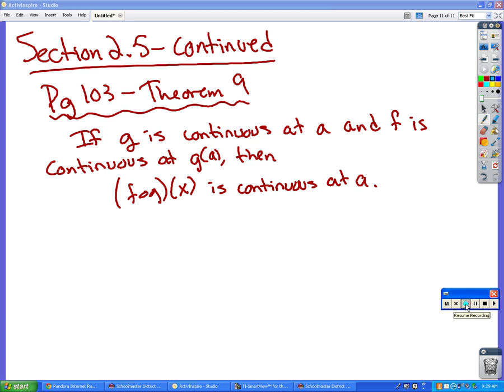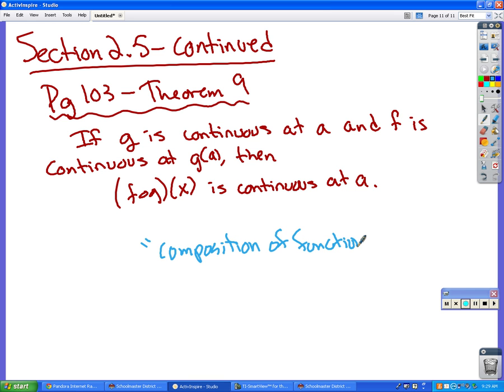Do you know what this notation is? This is not a multiplication symbol, it's an open dot. f of g, which is called "f of g", and g of f of x, okay? This is composition.